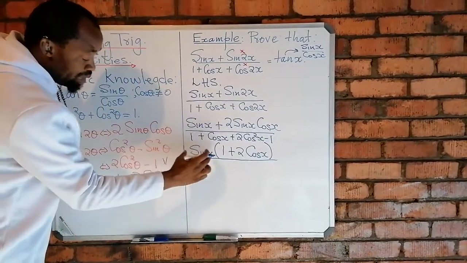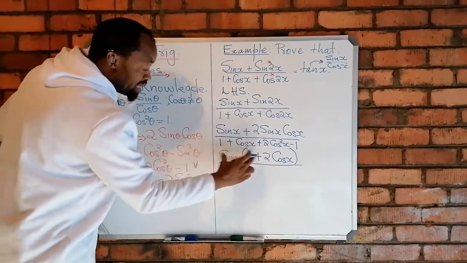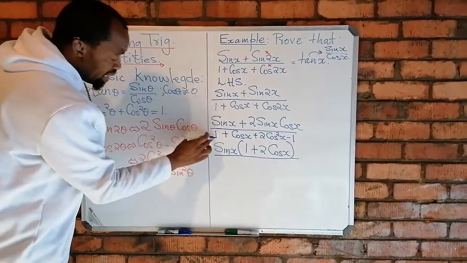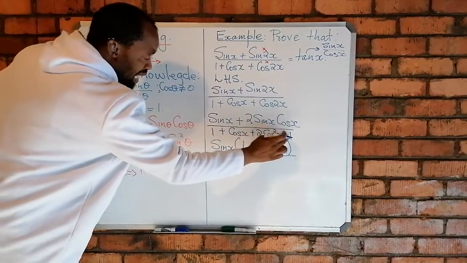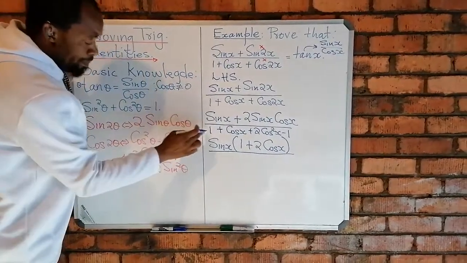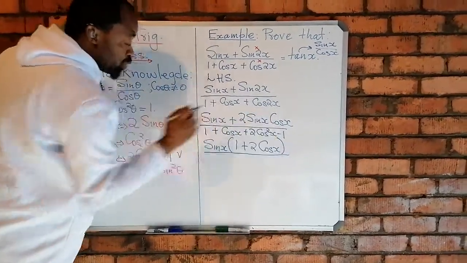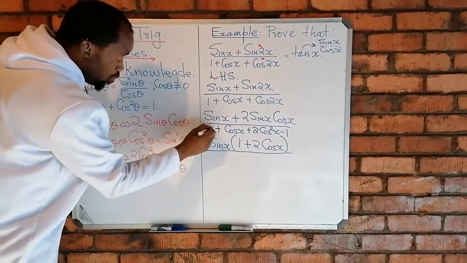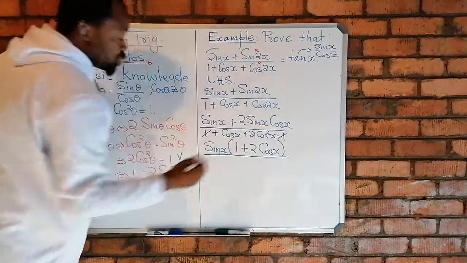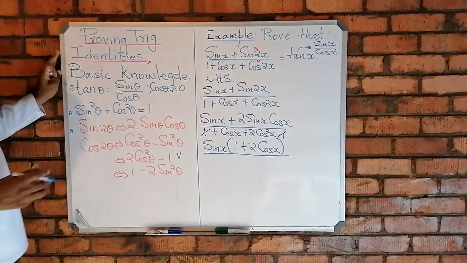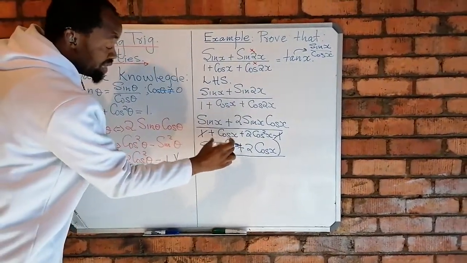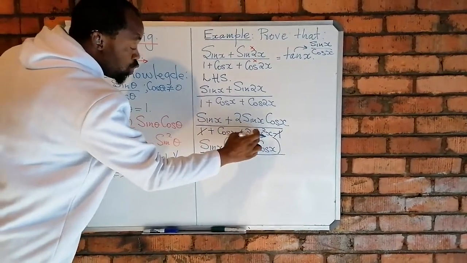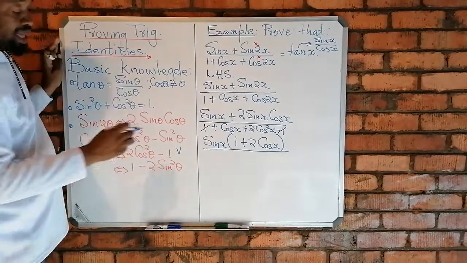What is happening now? In the numerator, I'm multiplying this by that bracket. Denominator, there's a 1 there, there's a 1 there. But this one is positive, this one is negative. I'm talking like terms now. 1 minus 1 is a 0. I'm now left with, in the denominator, cos x plus 2 cos squared x.